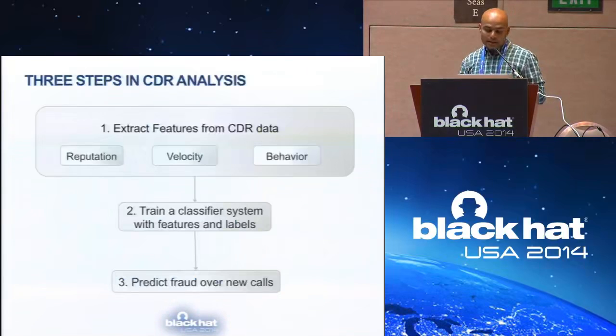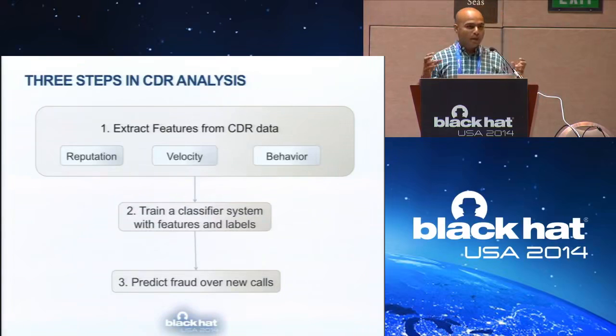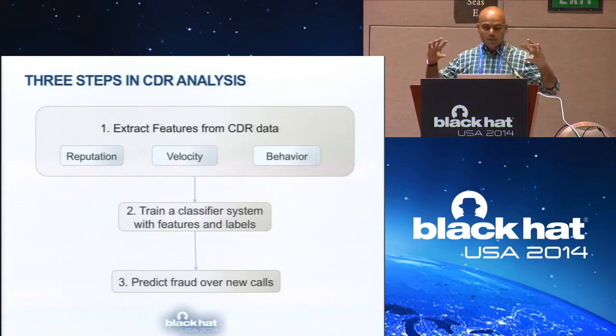So overall, in CDR analysis, we have three major steps. The first step is to convert the CDR data into features that can be put into a model. These features are numeric features, and we categorize them into three kinds that we'll talk about in a little more detail: reputation, velocity, and behavior. So once we represent calls in terms of these features, we can train a machine learning system, or what's called a classifier system, with features and labels.